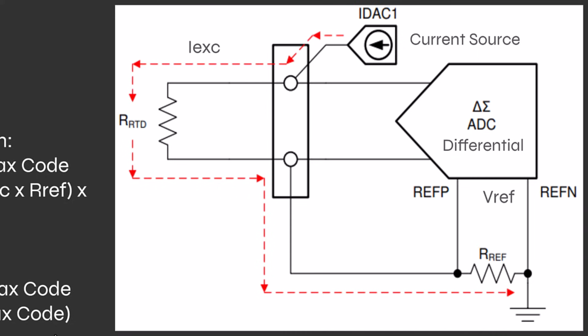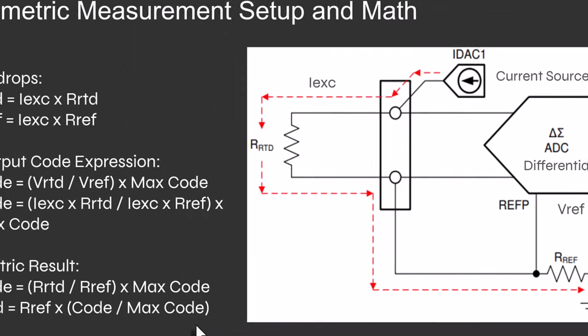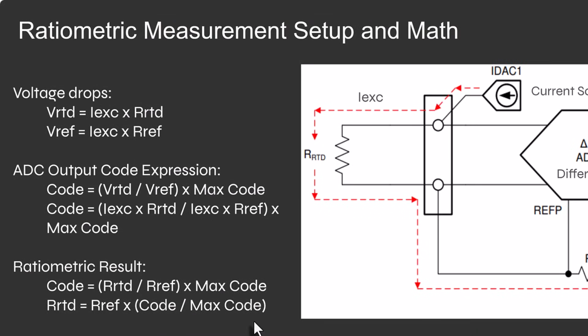Now, what's key here is that the current source goes through both the RTD resistance and the reference resistance. So any error in the current source is reflected on both the voltage drop for the RTD sensor and the reference resistor. This is going to be key to the ratiometric aspect of this. So if we look at the left, we have the voltage drops across the 2 resistor elements.